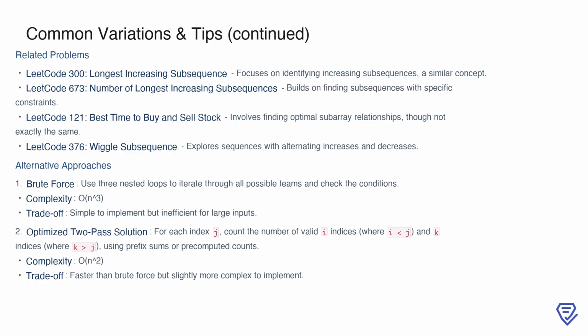A more optimized approach is the 2-pass solution. Here, for each index j, you count valid i indices, or i < j, and valid k indices, or k > j, using prefix sums or precomputed counts. This reduces the time complexity to O(n squared), making it a much better choice for larger input sizes, though it does require a bit more effort to implement.